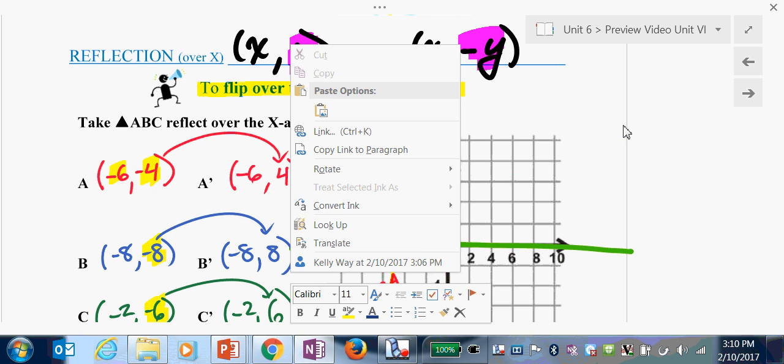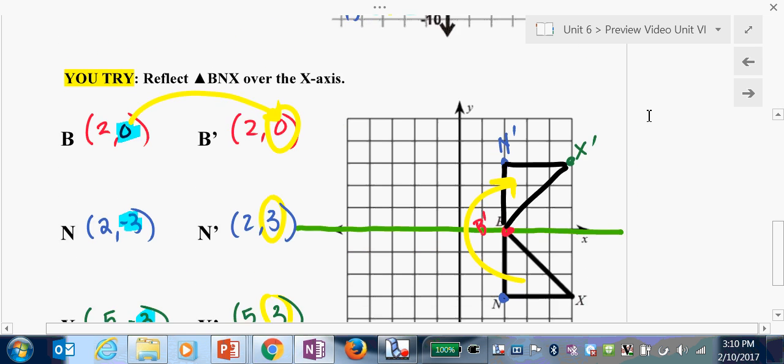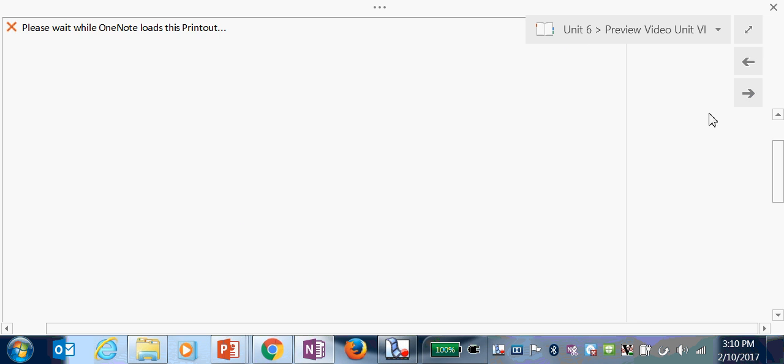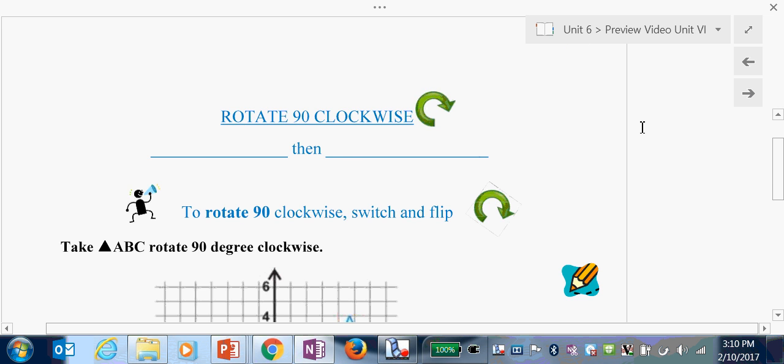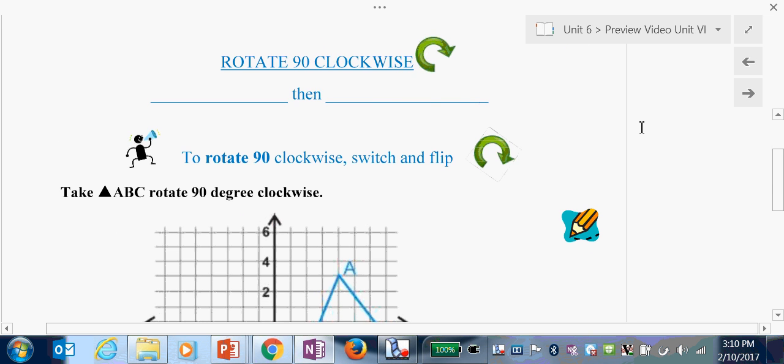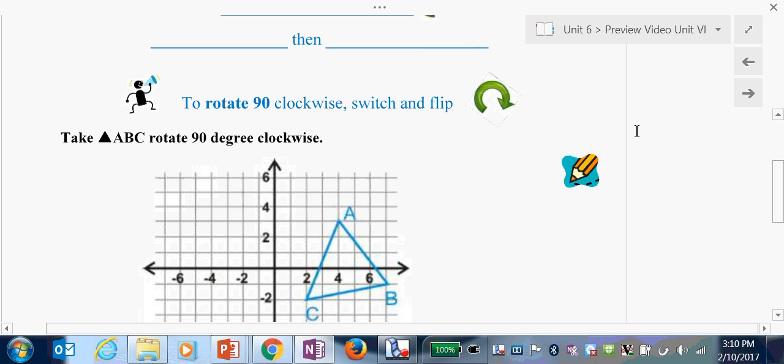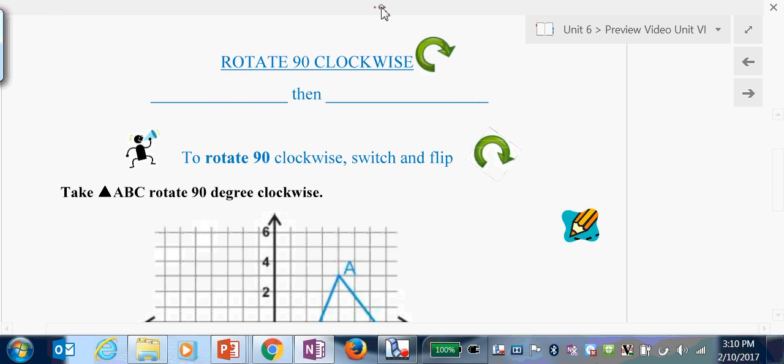Okay, so so far we've done translation and we've done reflection. Rotation I've saved for last. It's probably the trickiest, but it's the most interesting. We're going to rotate 90 clockwise. Physically place that to get it in your head. Clockwise means to go to the right.